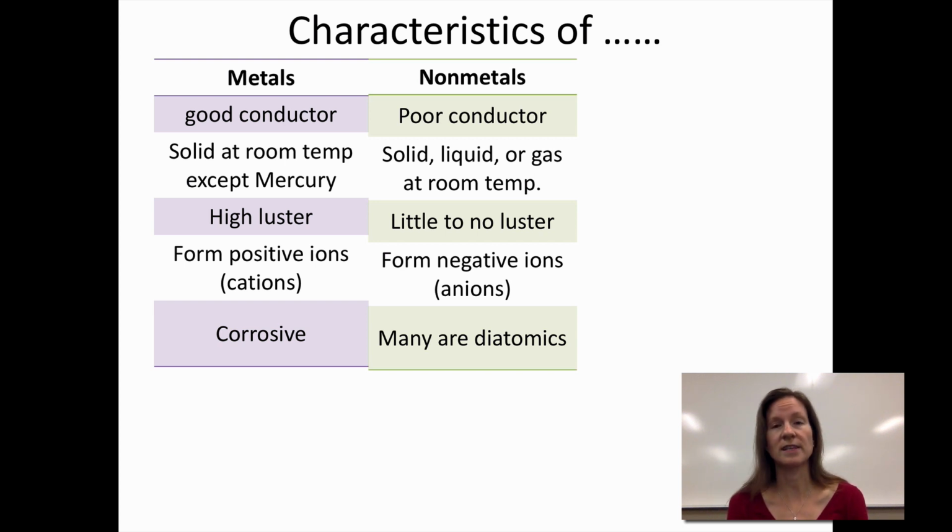As a group, they do not have luster. They do not reflect light. So they're usually matte in appearance. When they form ions, they tend to all form negative ions. So they are gaining electrons.